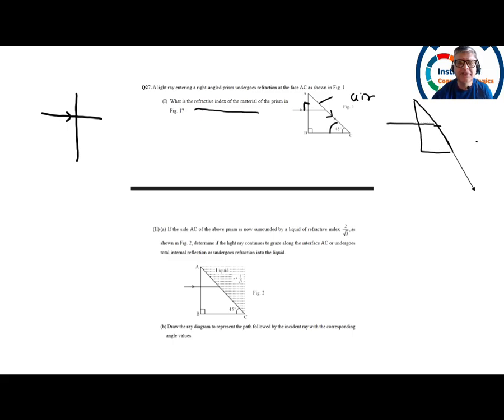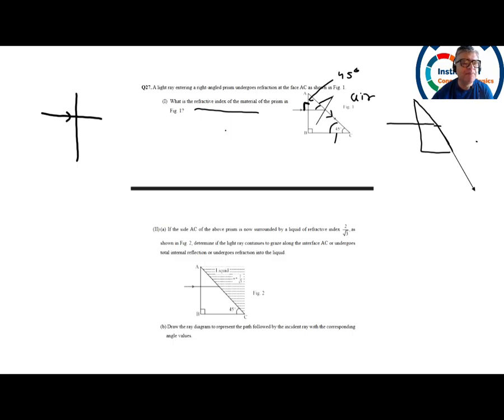Now, this is 45 degrees. Why? Because it's a right angle triangle. This is 45, 45. So how much is this angle? This is also 45 degrees. I always have to draw a normal on the surface. So this is my normal on the surface. My incident ray, which is already given in the question, strikes at some point and grazes along the surface.